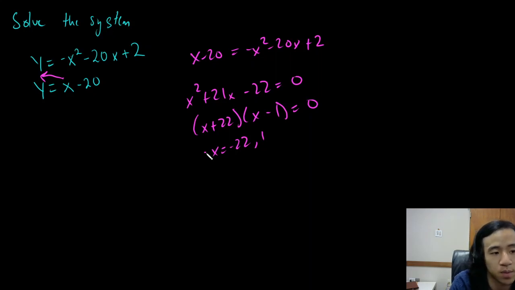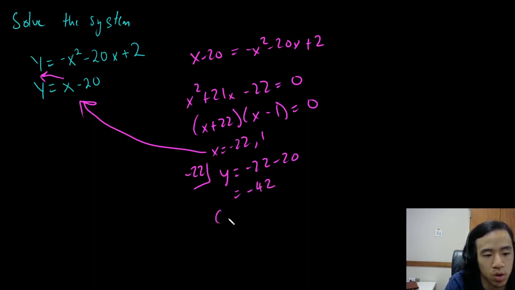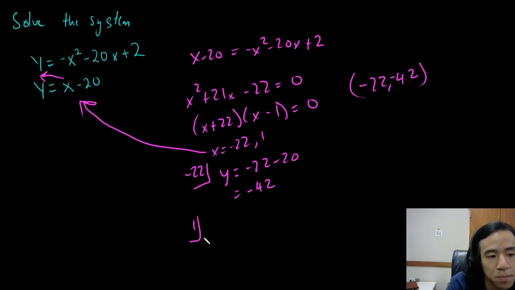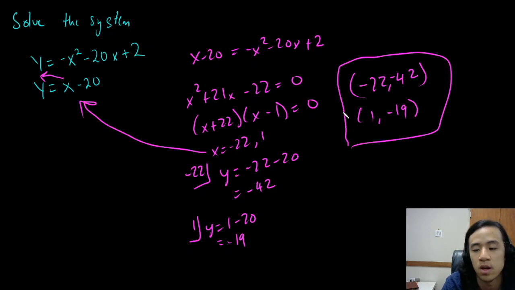And now I get to plug these back in to find the y coordinate. So let's do negative 22 first. So we have y is equal to negative 22 minus 20, and that's equal to negative 42. So that's 1. I'm going to write this over here. So negative 22, negative 42. And then the other one, I plug in 1. So this will be y is equal to 1 minus 20, and this will be negative 19. So the other coordinate is 1, negative 19. So those are my 2 answers.